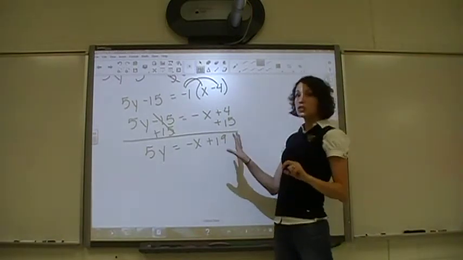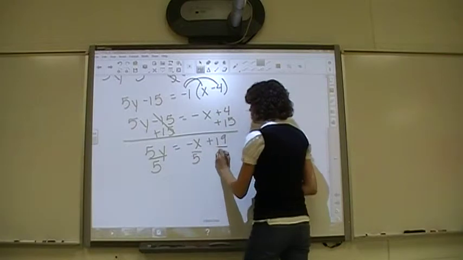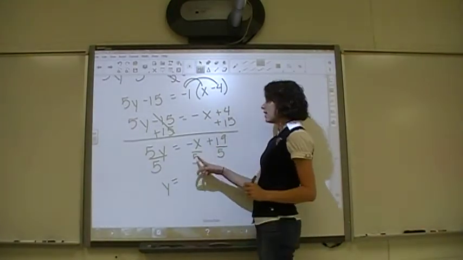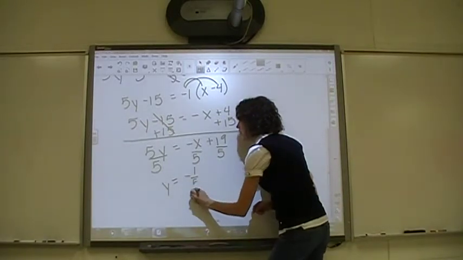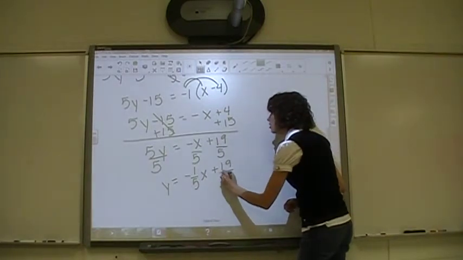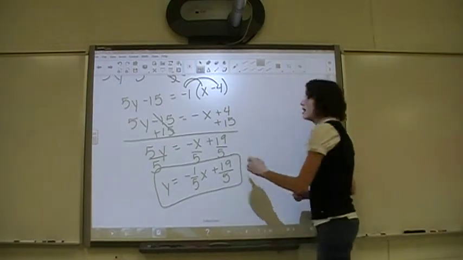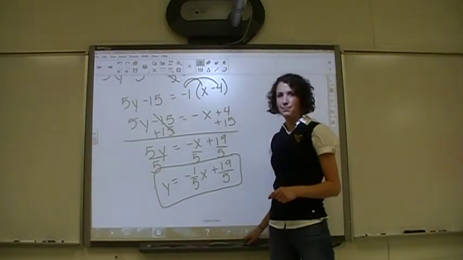Then divide every term by 5 because we want to get it into our slope-intercept form. So we get y equals -x over 5. Remember, you can write as -1/5 x. Then plus 19 over 5. So this is your equation of the line that goes through the 2 given points.